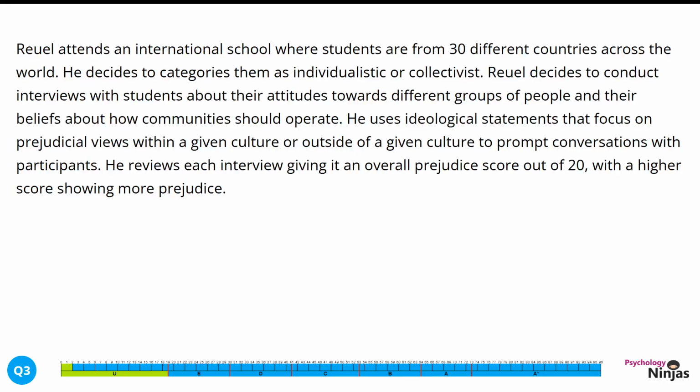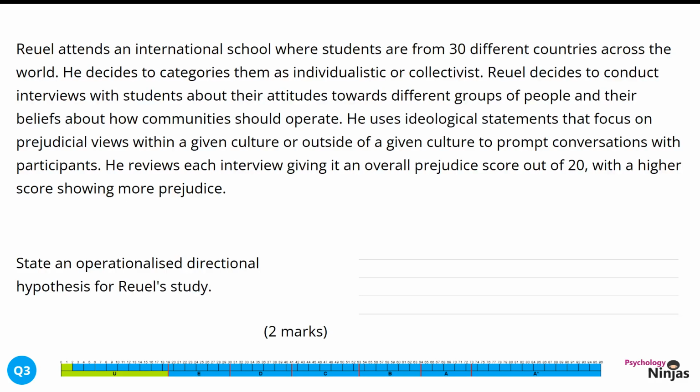Ruel attends an international school where students are from 30 different countries across the world. He decides to categorise them as individualistic or collectivist. Ruel decides to conduct interviews with students about their attitudes towards different groups of people and their beliefs about how communities should operate. He uses ideological statements that focus on prejudicial views within a given culture or outside of a given culture to prompt conversations with participants. He reviews each interview, giving it an overall prejudice score out of 20, with a higher score showing more prejudice.